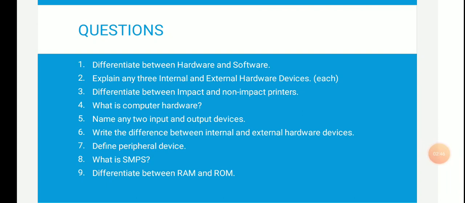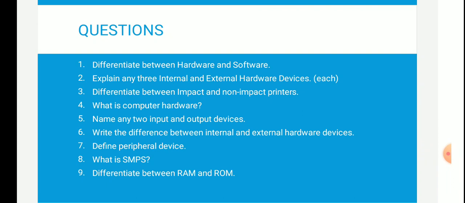Now the next exercise we have is questions. So I have given some questions in the previous class also. I have already given this question: differentiate between hardware and software. Explain any three internal and external hardware devices. Each you have to explain, right? 3 internal hardware and 3 external hardware.